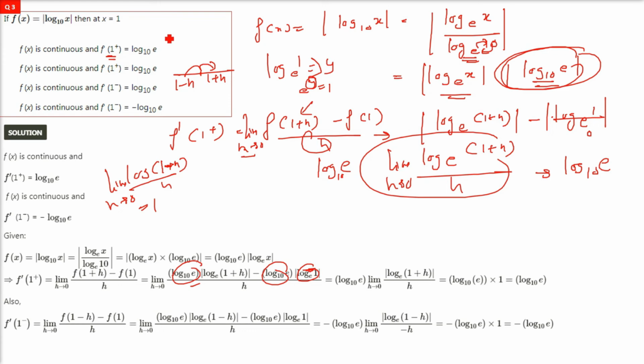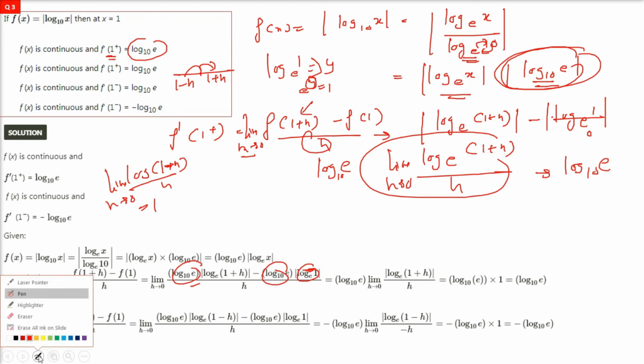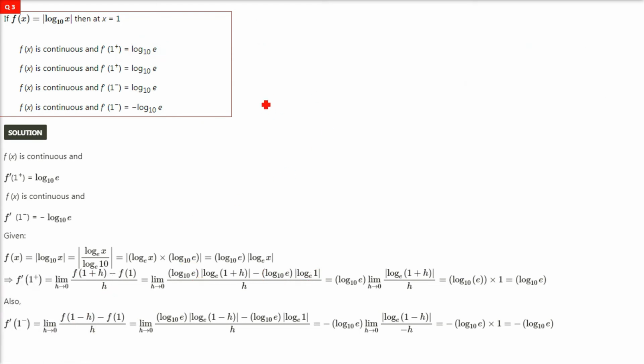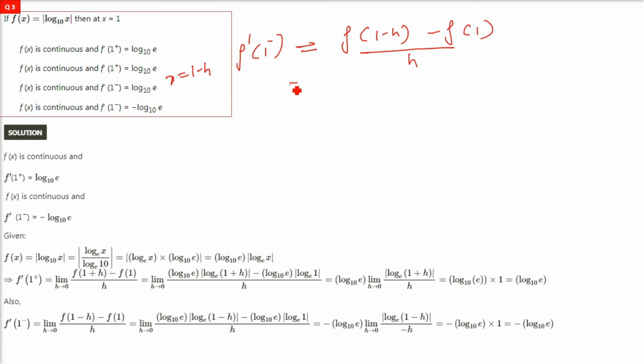The first one you are getting, but we have to check for log 1 minus also. So I am just clearing it, and we are coming to the second part, which is f dash 1 minus. So you have to replace this x by 1 minus h. Basically it is f(1 minus h) minus f(1), divided by h. Replace x with 1 minus h.